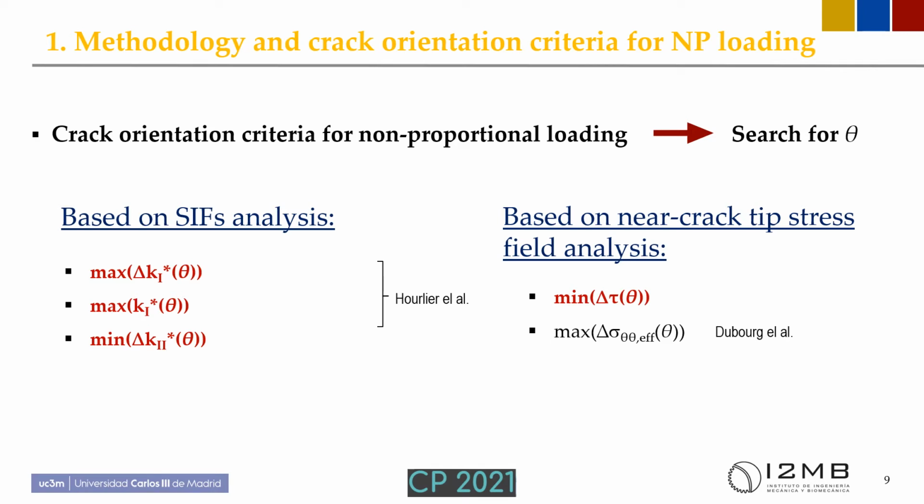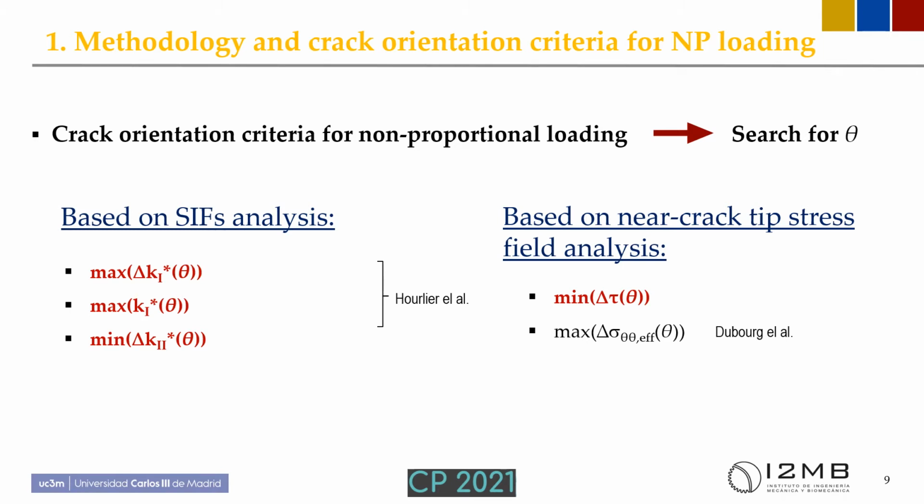So these criteria need the stress intensity factor calculation, obviously, and also some relationships that establish the stress intensity factors of a crack emanating from the original crack, named as K with an asterisk. We will talk later on this relationship. In this group of criteria we can find the maximum range of K1, the maximum K1, and then the criterion of minimum range of K2, which is in line with the criterion of local symmetry for proportional conditions.